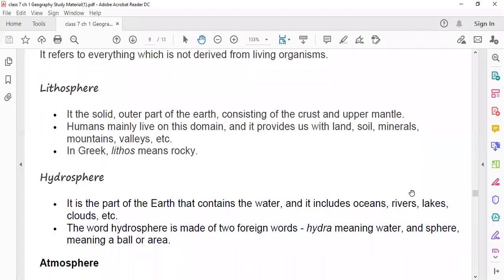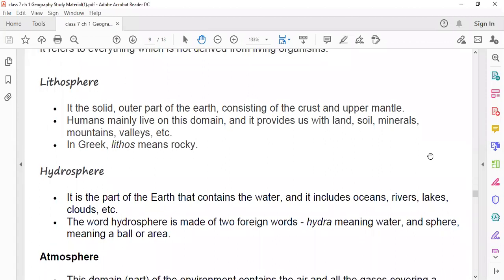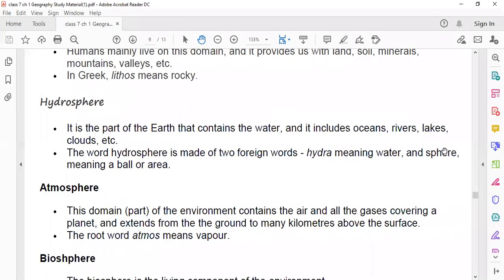Now, the lithosphere. What is lithosphere? It is the solid outer part of the earth consisting of the crust and upper mantle. Lithosphere में crust भी होता है और upper mantle भी. Now humans mainly live on this domain. Humans, plants, mountains, valleys, सब कुछ इसी domain पे होती हैं. Now it has been derived from a Greek word lithos. Lithos का मतलब क्या होता है? Rocky. यानी कि lithosphere rock से बना हुआ.